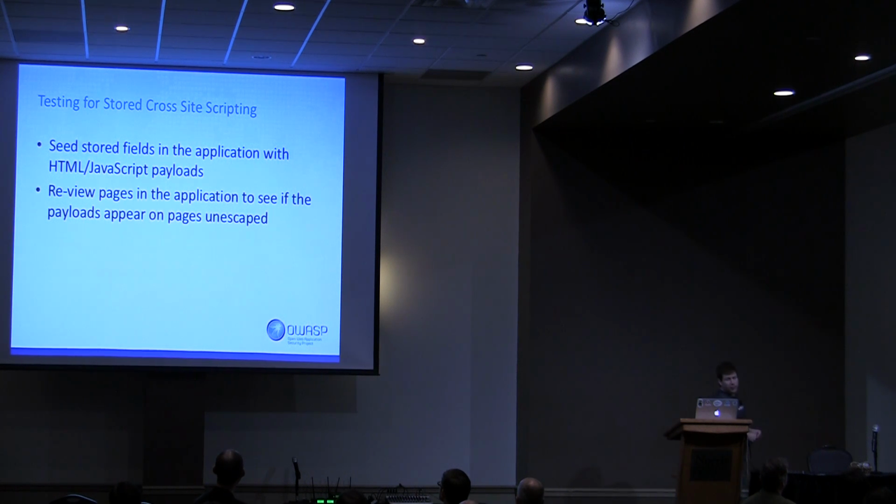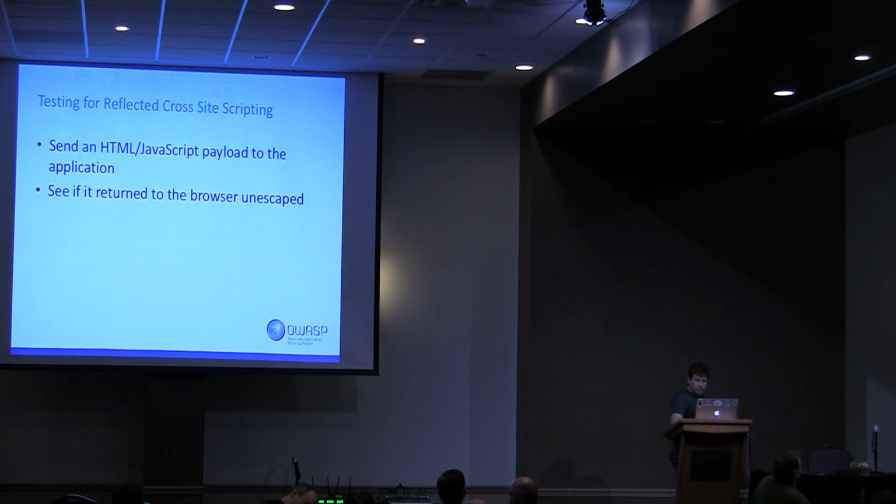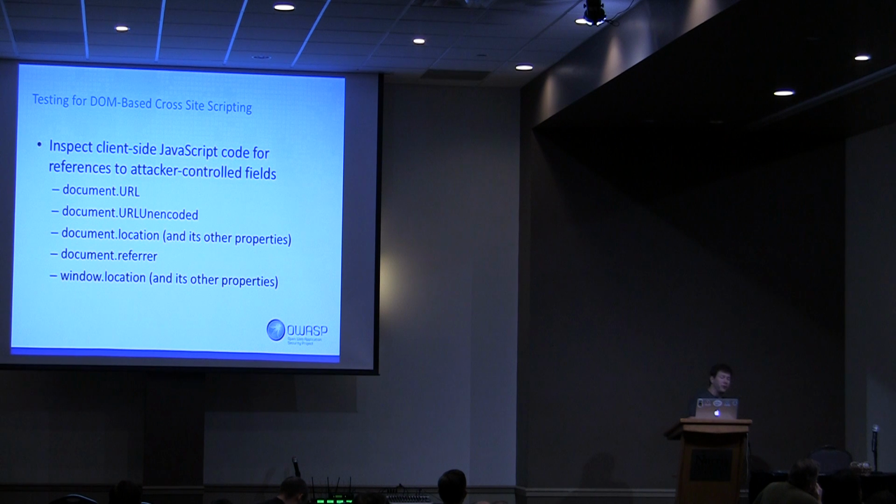Again, testing for stored cross-site scripting, you can seed the application with HTML and JavaScript payloads, and then recrawl the application. So you might use a bracket and then some sort of a number that is unlikely, like a unique identifier. If you go back and see that that particular bracket was rendered, you can look at the identifier next to it and know this is the entry point, and this is where it came back out. With reflected cross-site scripting, in the parameter you pass it, you see if it comes back to the browser unescaped.